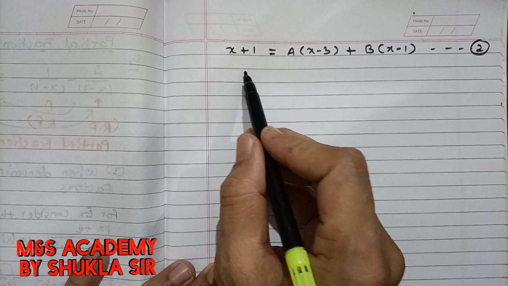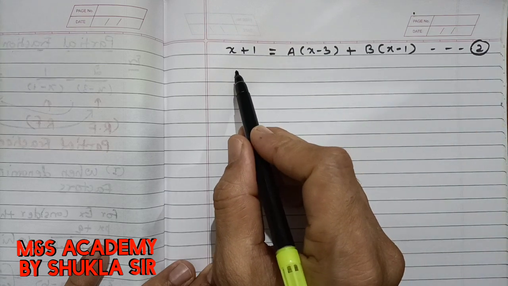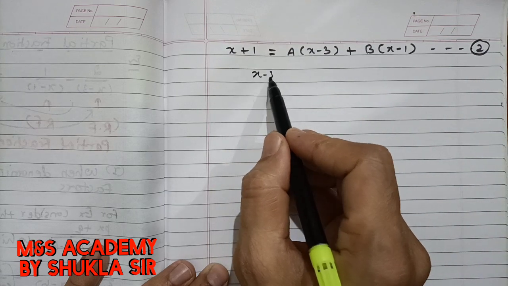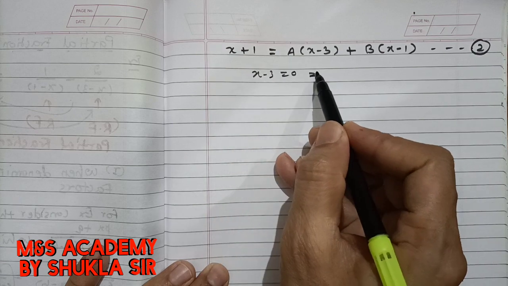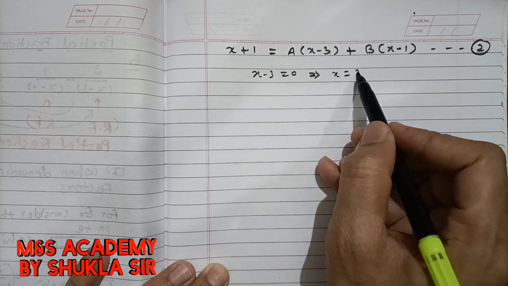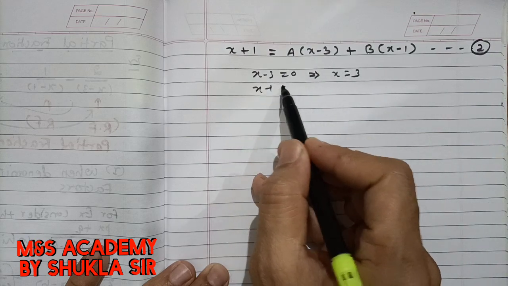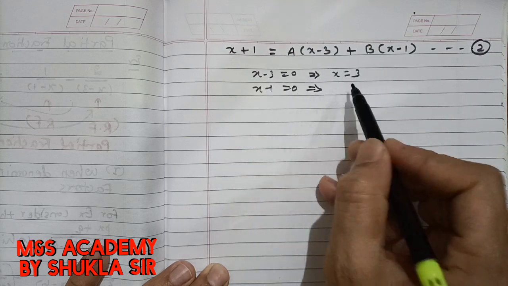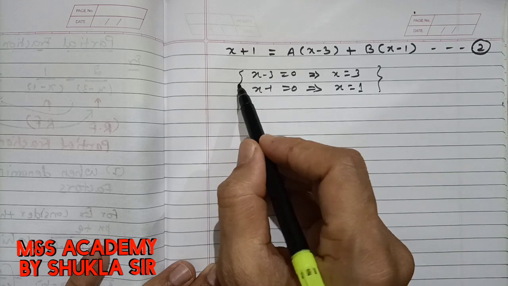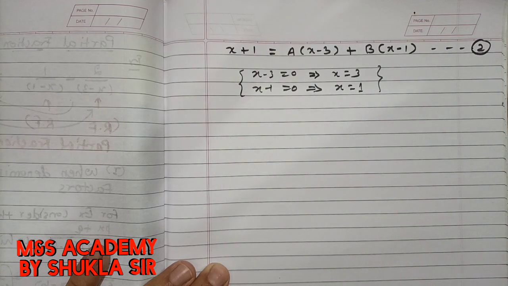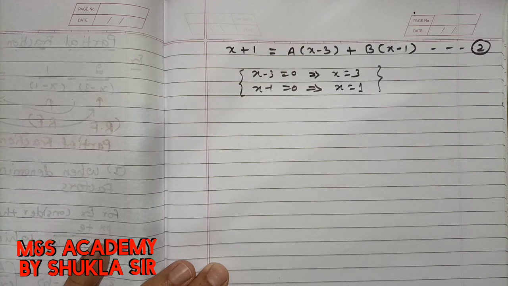From this equation, find out the value of x from the factors. So always equate with 0. This is our rough work. x minus 3 is equal to 0, this implies x is equal to 3. x minus 1 is equal to 0, this implies x is equal to 1. So this is rough work, it is not part of the solution.